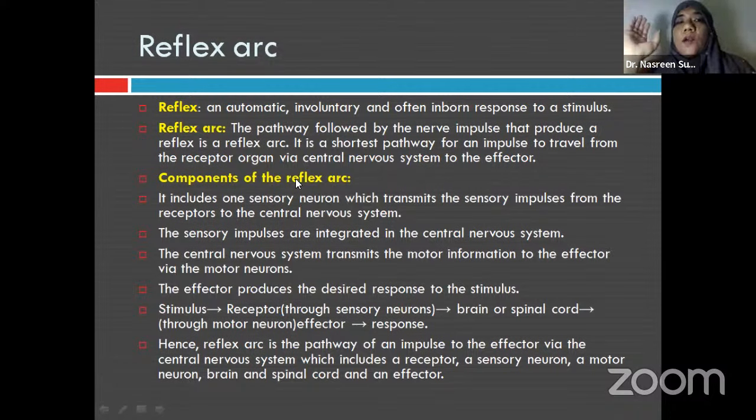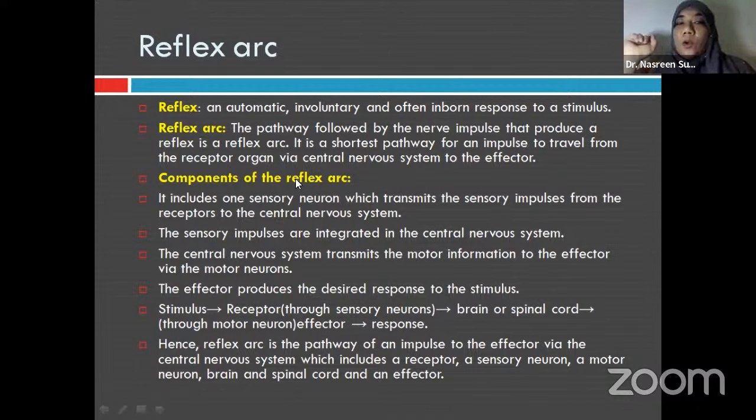Now, what is the reflex arc? Reflex arc means how this reflex is going to the spinal cord, how it is getting information to show the response, what path it is following. That pathway is called a reflex arc. Reflex is nothing but response. So how that response is coming, what pathway it is following, that comes under reflex arc.